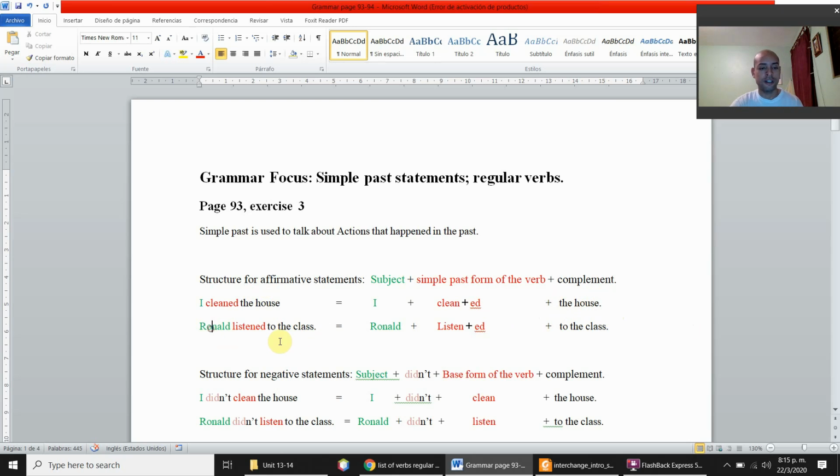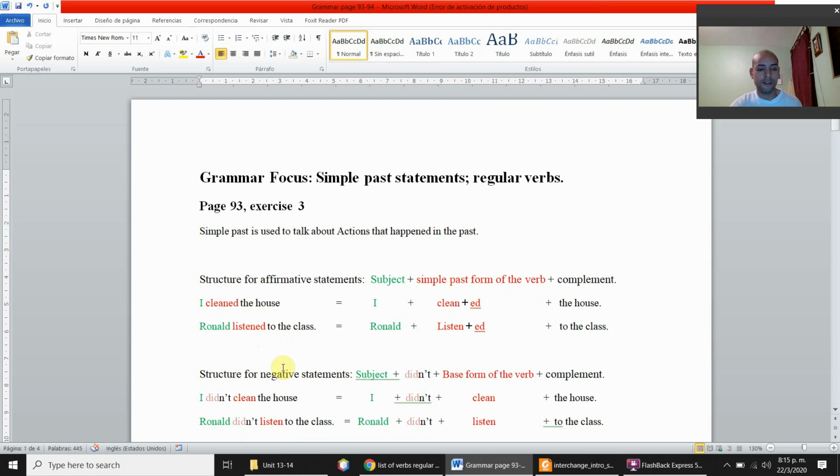So this is another example. Ronald listened to the class. The subject here is Ronald plus the normal form of the verb plus ed. This is the simple past form of the verb plus the complement. Ronald listened to the class.